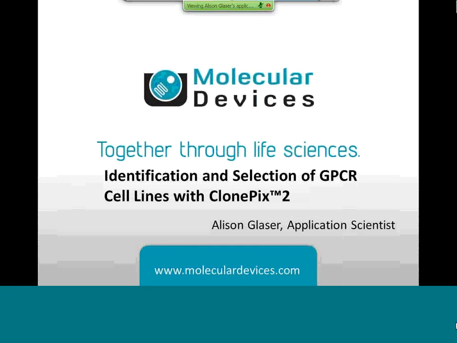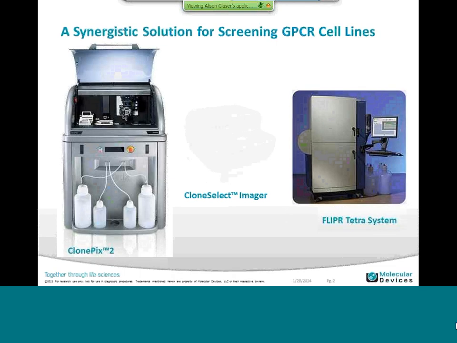So some of the audience present here may be familiar with ClonePix technology already, but today I wish to discuss a new application: detecting GPCR target proteins on the cell surface. Today's discussion will focus on a three-platform approach to detecting, picking, and validating functionally active GPCR proteins.